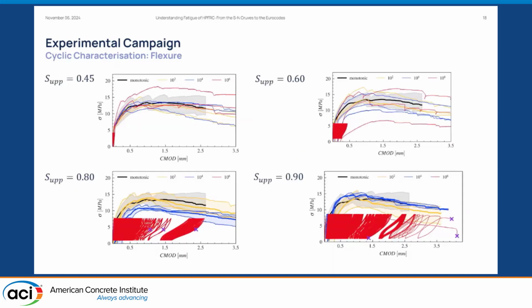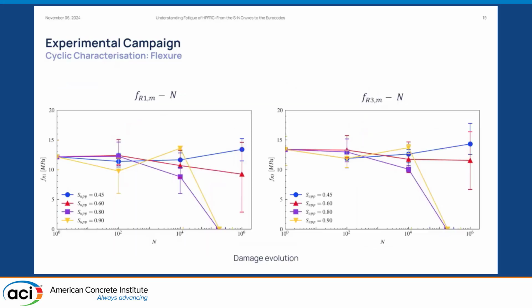Again, this is a comparison of all the previous plots. As I was remarking before, the larger the load level and the number of cycles, the larger the CMODs, because we accumulate more damage, of course. On the basis of the results that I just showed, we obtained these plots relating the residual strength, obtained monotonically after the cycles, and the number of cycles. Of course, we would expect that as the number of cycles increases, the residual strength decreases.